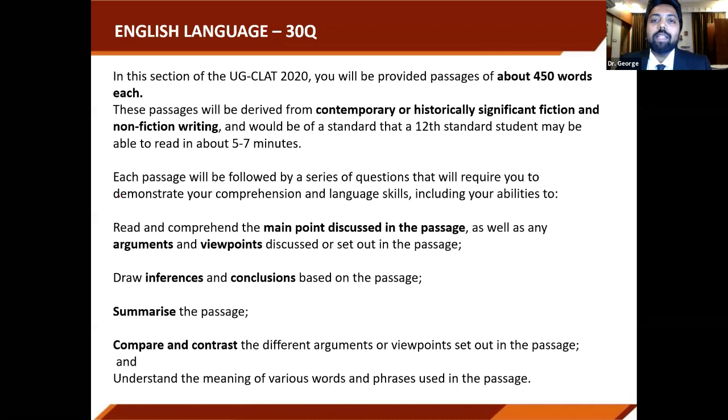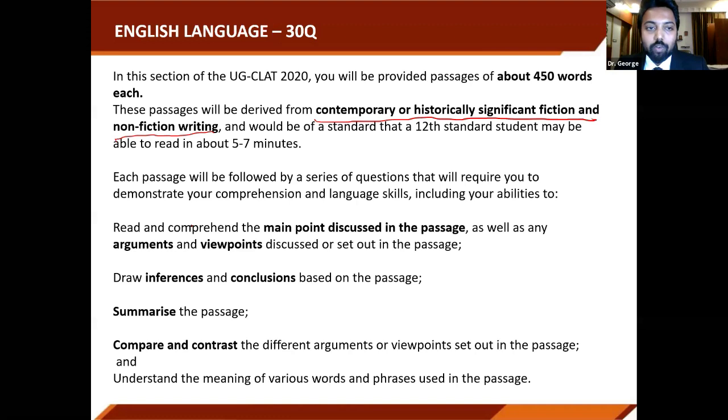So they're asking, where will these passages be from? Contemporary or historically significant fiction and non-fiction. So what is the significance of these words, right? Contemporary or historically significant fiction and non-fiction writing. What they're basically telling you is it's not enough to only read your textbooks or guidebooks or whatever is there for CLAT, but do read extensively, whether it's fiction or non-fiction. That's the cue we really have to take from this sentence.